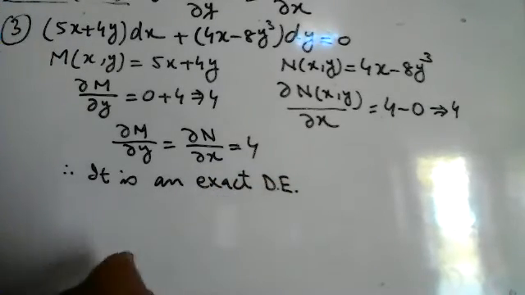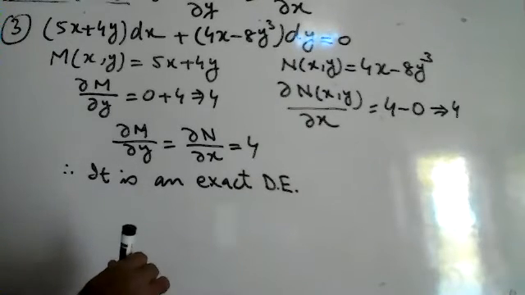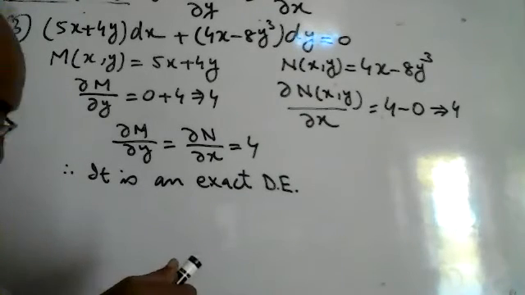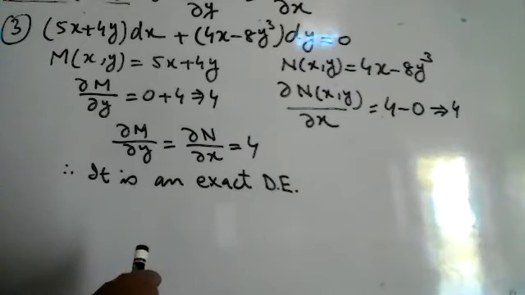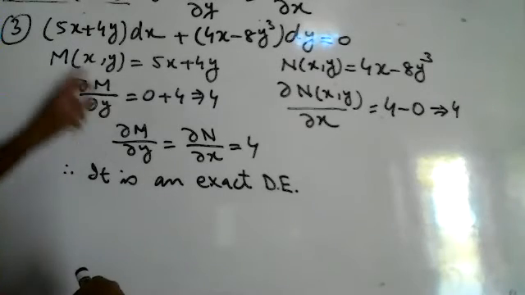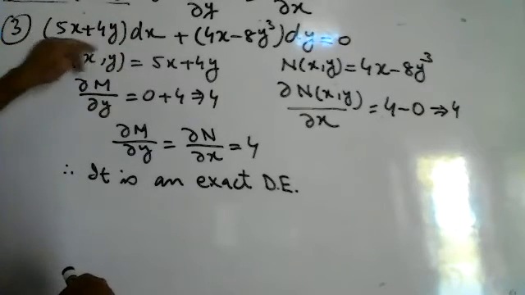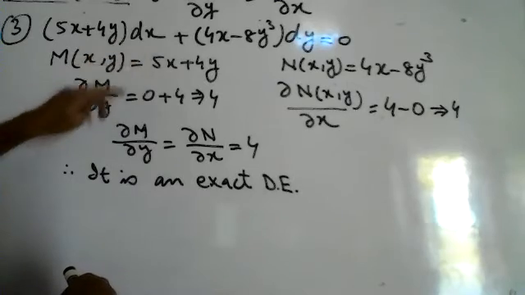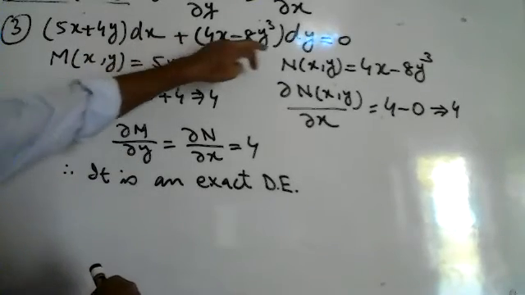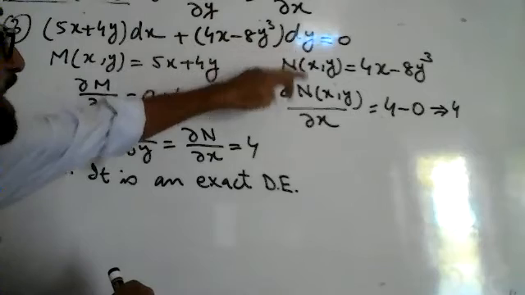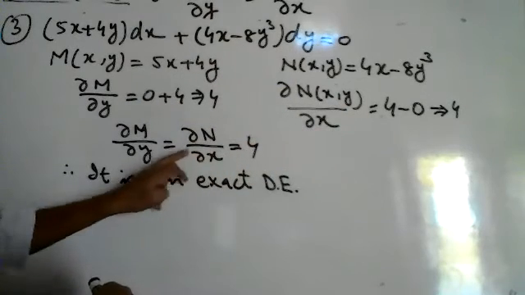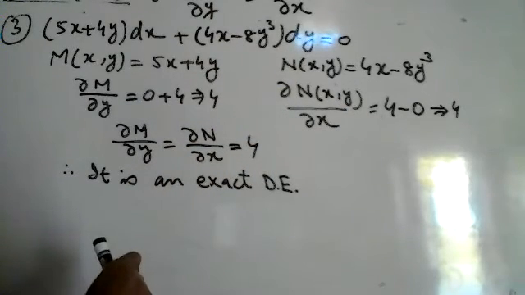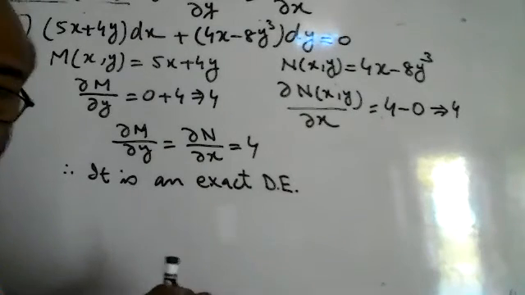DE means differential equation. This is an exact differential equation, so we will solve it. So understood how to prove this is an exact differential equation? If the partial derivative of this one with respect to y is equal to the partial derivative of this one with respect to x, then it will be an exact differential equation. Okay, now we will solve it.